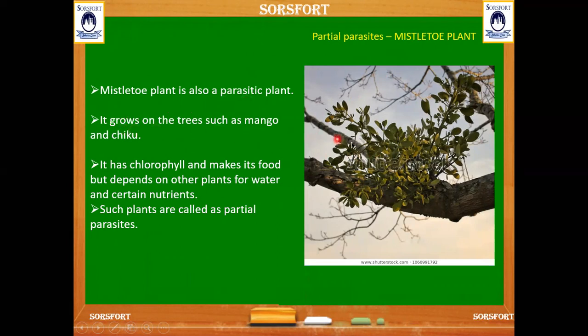It grows on trees like mangoes and chikoo. It has chlorophyll content and it also makes food. But even then it depends on other plants for food and water, and for some of the nutrients from the big plant.